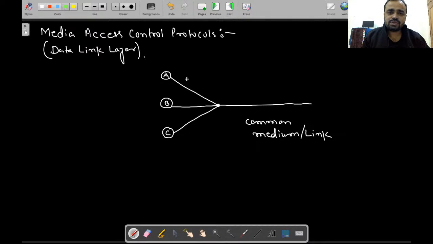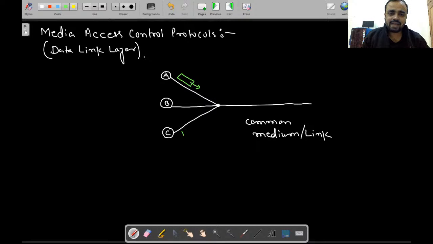Now imagine a situation. Suppose this is node A, or station A. In computer networks, we treat every node, whether it is a router, switch or computer, as a node. So suppose there is a node A, and node A at a particular time instance wants to transmit its data packet.